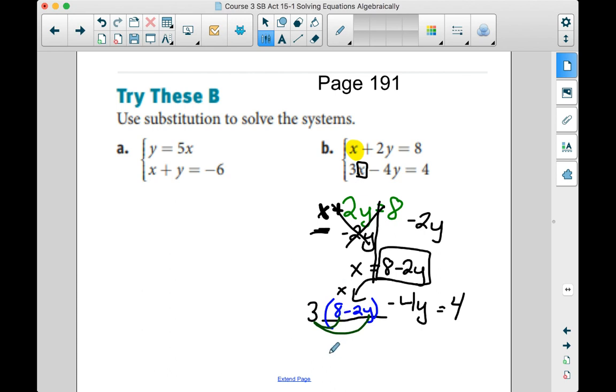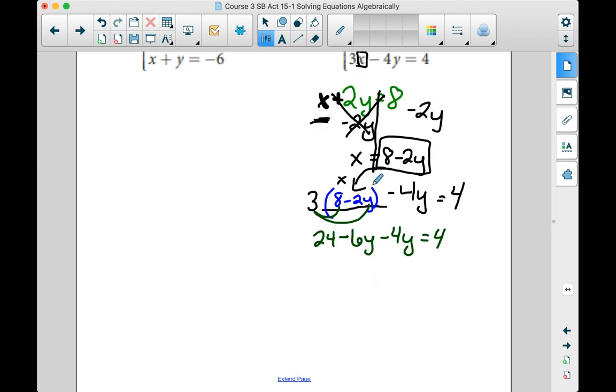So I've got 3 times 8, which is 24, minus 3 times 2, which is 6y. Then I bring down the rest, minus 4y equals 4. Okay, I'm going to go ahead and extend my page. So negative 6y and negative 4y, this is negative 10y equals 4. I'm going to bring down this 24.